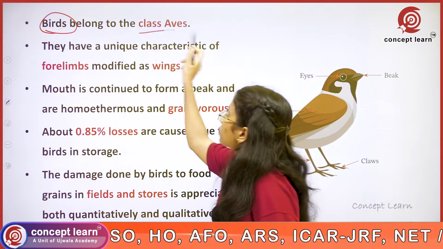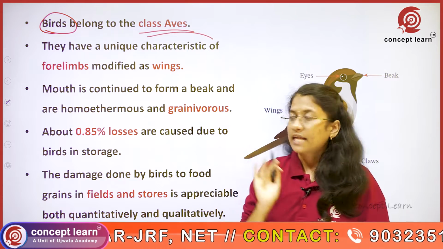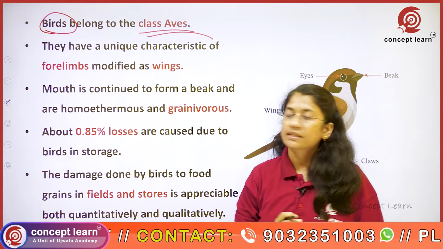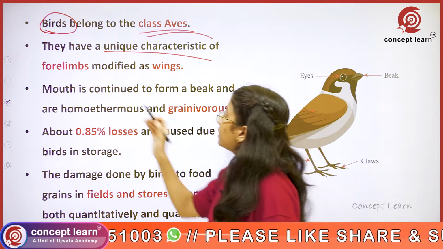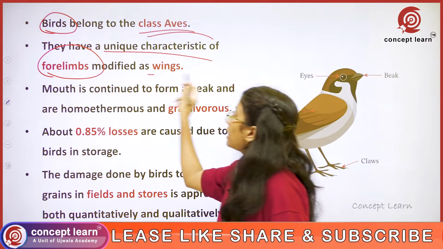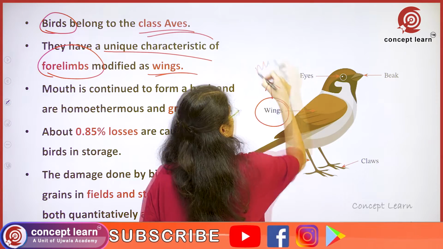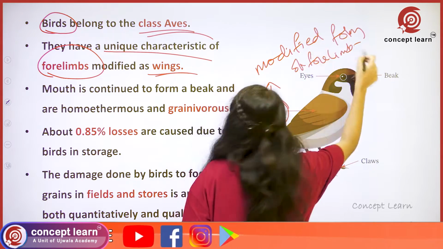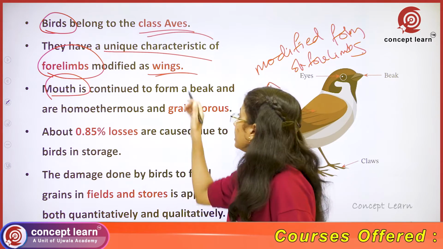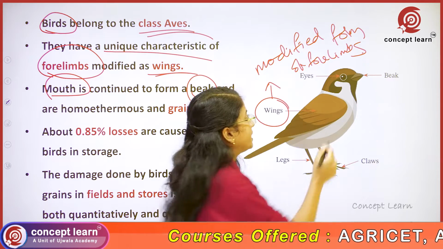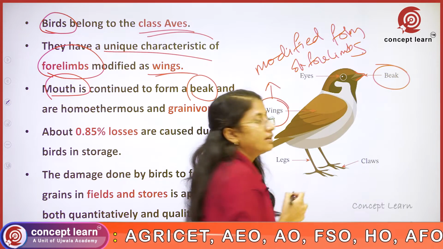These birds belong to the class Aves, just like the insects belong to the class Insecta. These birds have a very unique character, that is, their forelimbs are modified as wings. So if you see here, these wings are the modified form of forelimbs. And further, if you see its mouth also, its mouth is continued to form the structure known as the beak.